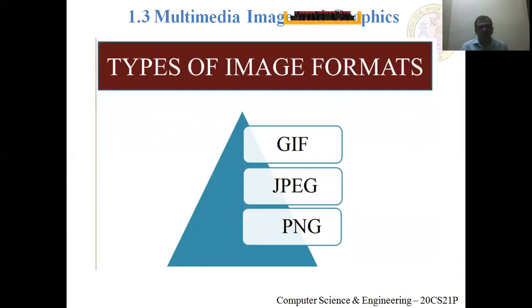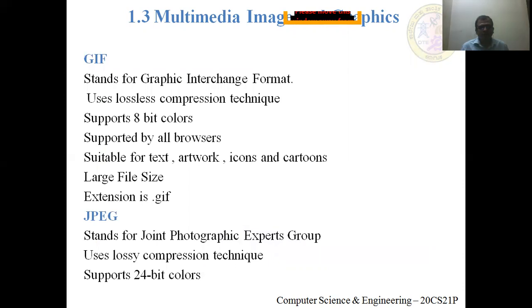The types of images: the GIF image, the JPEG image, and PNG. The GIF stands for Graphic Interchange Format. It uses a lossless compression technique. It supports 8-bit colors. It is supported by all browsers. It is suitable for text, artwork, icons, and also cartoons. The size is larger here, and the extension is .gif.